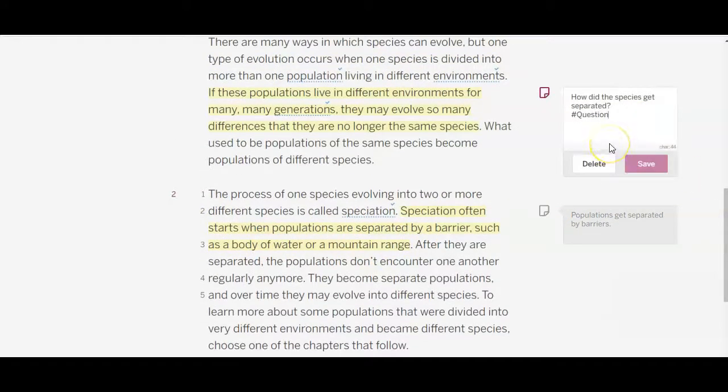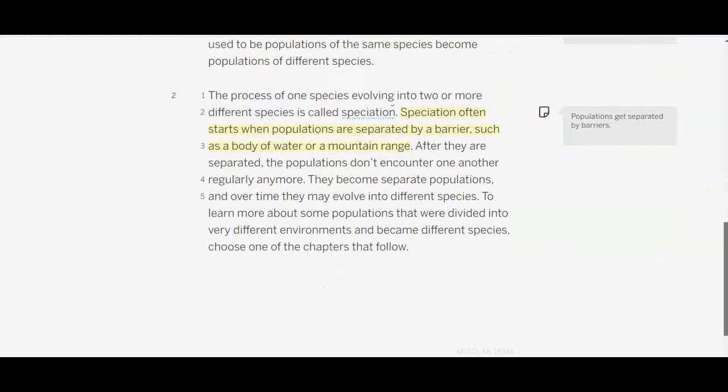And I'm going to edit this, and I'm going to put my answer is in paragraph 2, sentence 2. Did I spell it? Paragraph, yeah. Perfect. All right, let's keep on reading. After they are separated, the populations don't encounter one another regularly anymore. They become separate populations, and over time they may evolve into different species.